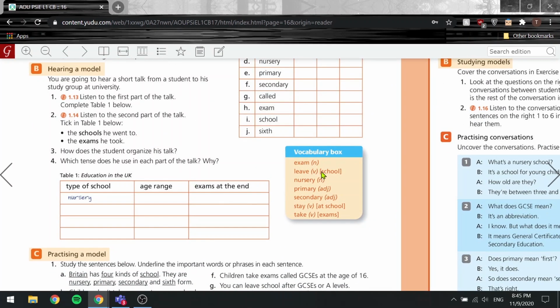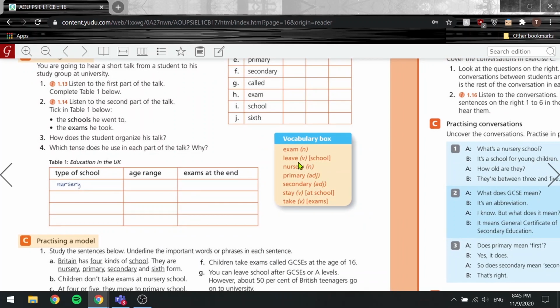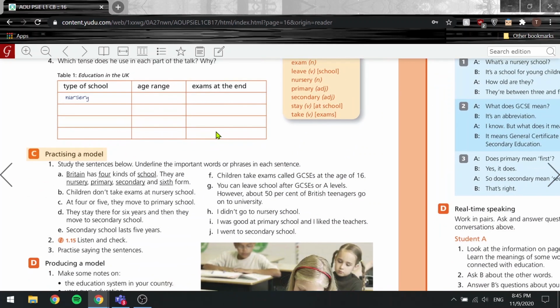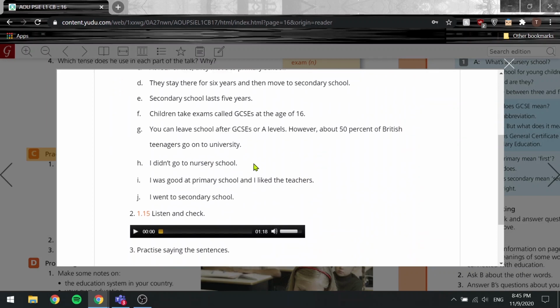Let's take a quick look at the vocab box. Here we have exam, leave, school, nursery, primary, secondary, stay at school, and take exams. All right, now let's go to exercise 3, practicing a model. We're not going to be solving anything in this particular exercise. We're just going to be talking and understanding how to differentiate between the important words or phrases in each sentence here, and just in general.